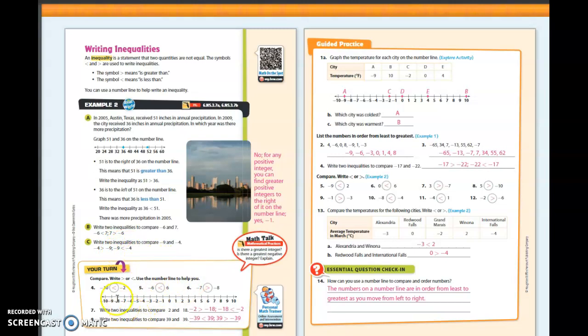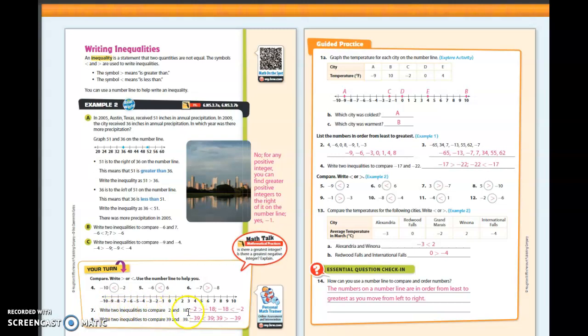Then on your turn, you are just doing the same thing where you're practicing inequalities. Again, really trying to figure out which one's greater than or less than, but using that number line, because the number line is going to tell you if it is closer to 0. Then you're going to write two inequalities.